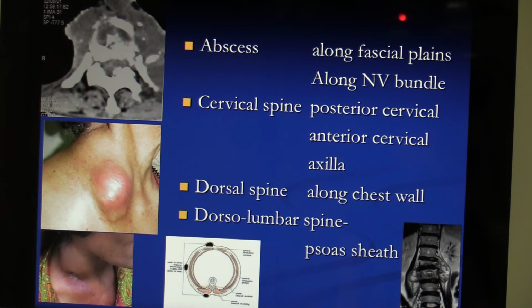As I said, in a granuloma, pus forms. Now this pus from the diseased vertebral body spreads outside along the path of least resistance.